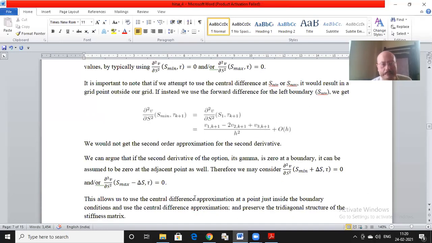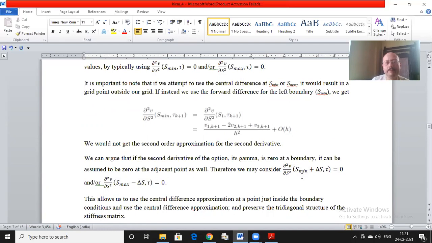So a typical justification for that could be that we can argue that if the second derivative is 0 at a boundary, then I can also assume it to be 0 at the adjacent point. It's not a very good logic, but it's an empirically reasonable logic. That instead of assuming it to be 0 only on the boundary, you also come a little bit inside and still assume 0. So that's what we have been doing here.